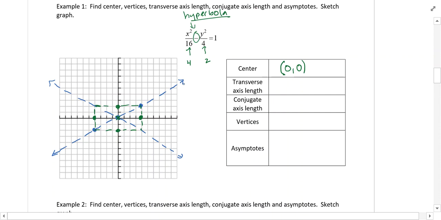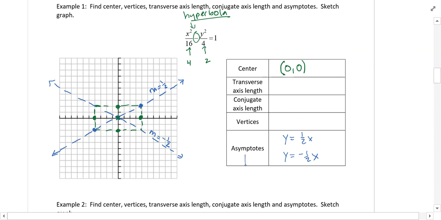So on these lines, I have one with a positive slope and one with a negative slope. And I'm rising 2 and running 4. So this has a slope of 2/4, or 1/2. The other one has a slope of negative 1/2. The other thing is we're going through the point 0, 0, so it has a y-intercept of 0. So our asymptotes are y equals 1/2 x, and y equals negative 1/2 x. Hopefully you understood where I got that from. I just used y equals mx plus b.